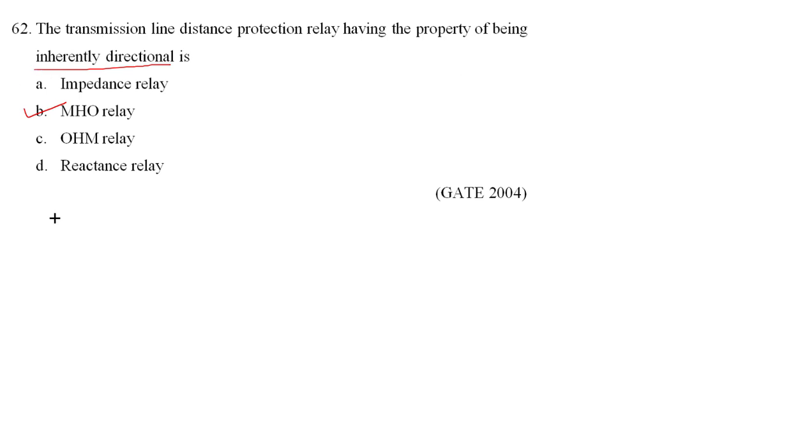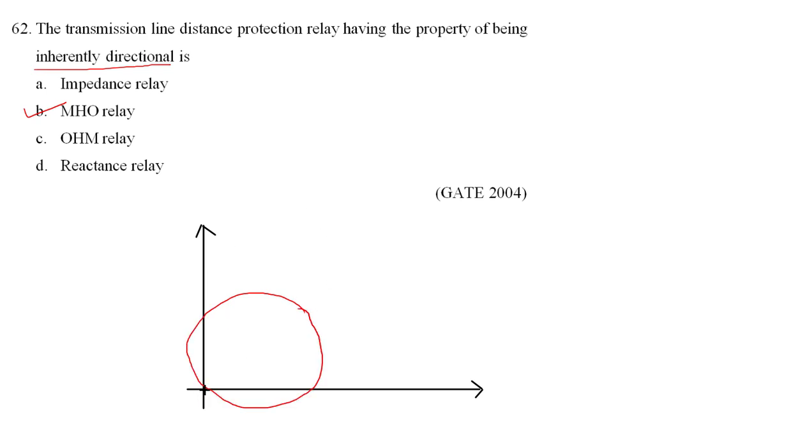If we see the characteristic of Mho relay, this is the characteristic. This is a circle which is passing through the origin. If impedance falls within this circle, then this relay will trip. Outside this, the relay is going to restrain. If we superimpose the directional characteristic, then the directional characteristic will be something here. In this direction, the relay is going to trip. Here, if a fault takes place in this region, the relay will restrain.